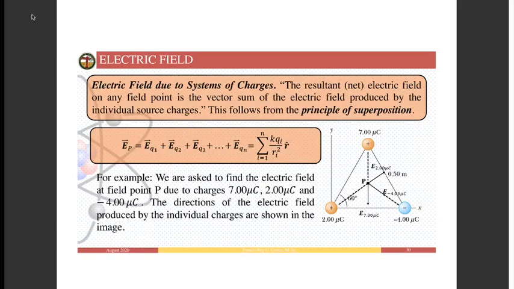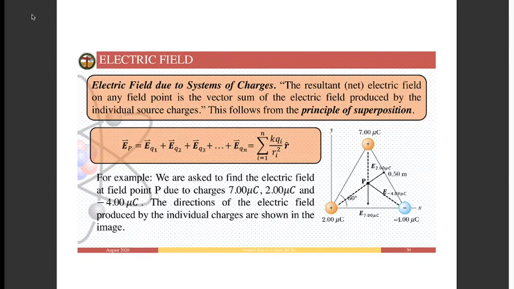Okay, so let's start with the calculation. How do we calculate the electric field if we have many charges? So we don't have just one source charge, we now have many source charges. According to the principle of superposition, just like what we did for the force due to systems of charges, you just add the vector sum of the electric fields produced by the individual source charges.